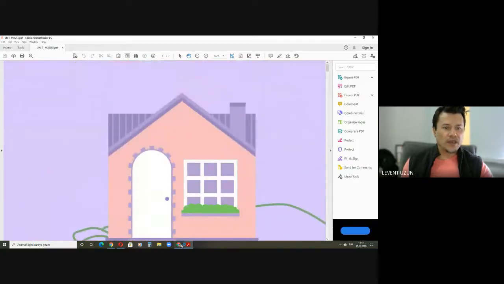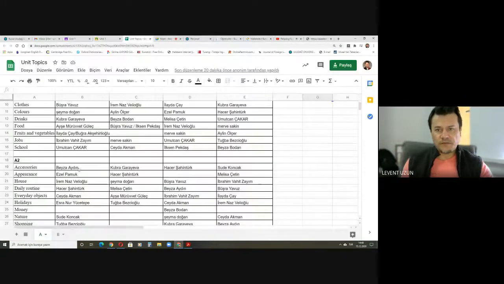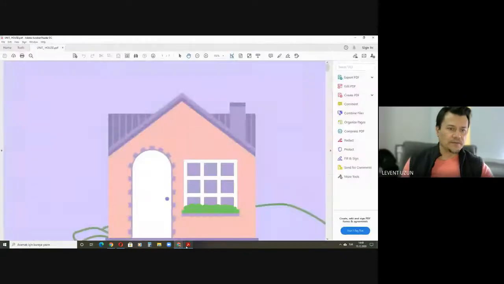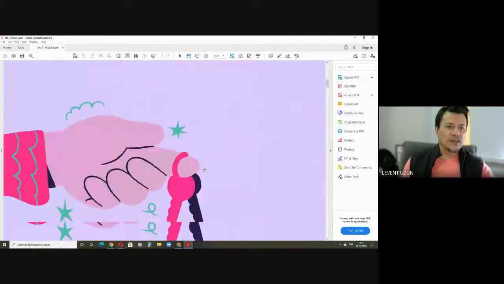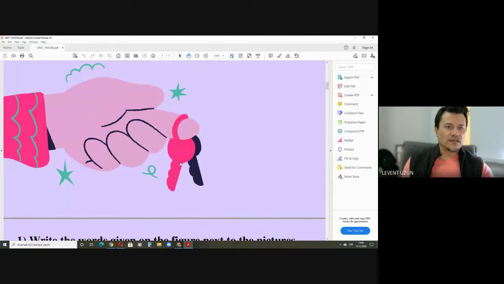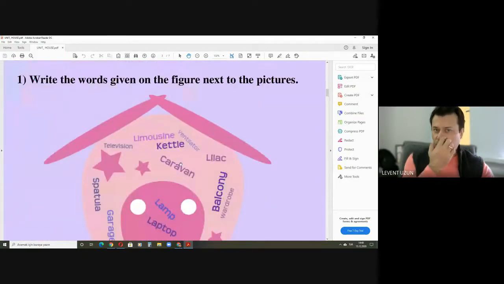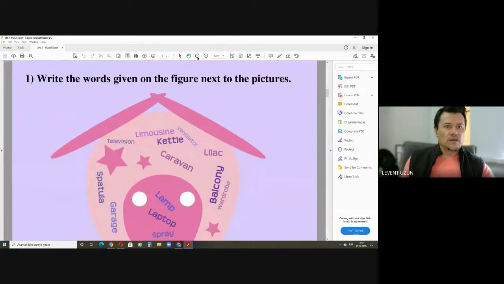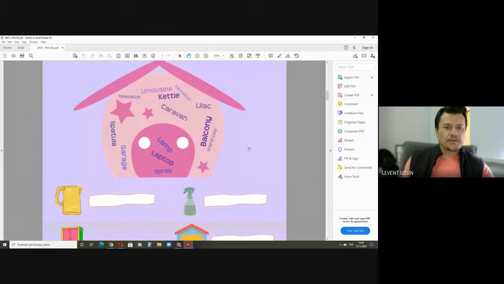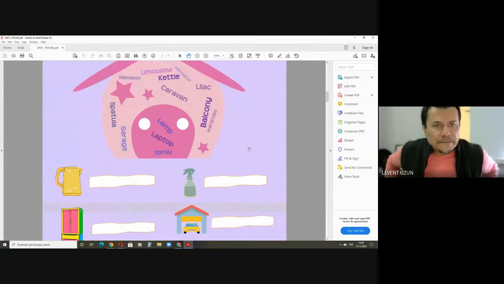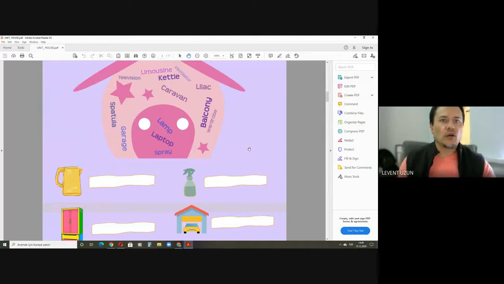House is the topic, and this was the topic of A1 or A2. House. You understand house. But we don't concentrate on that. Write the words given on the figure next to the pictures. These are cognate words. Limousine, ventilator, kettle, all of these are cognate words.